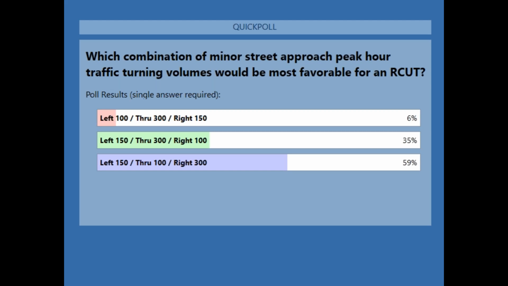Okay, so we have the results of the poll up right now, and about 6% chose option 1, left 100, 35% chose option 2, left 150 through 300, and then 59% chose option 3. All right, good. So still the majority there.